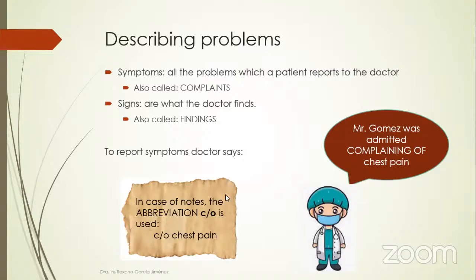So you can see in this picture, we have the first abbreviation that is very important, and we are going to use this all of the course, module 1 and 2. The c/o, the complaining of. The complaint is that situation where the patient is going to visit us. That's easy. Mr. Gomez was admitted complaining of chest pain. While writing, in order to use the time in a better way, we use c/o chest pain, and that's enough. That's the first step for writing down the case report. Considering the most important symptom, of course, we go ahead with the most important complaint.